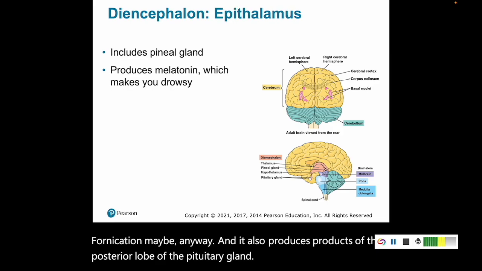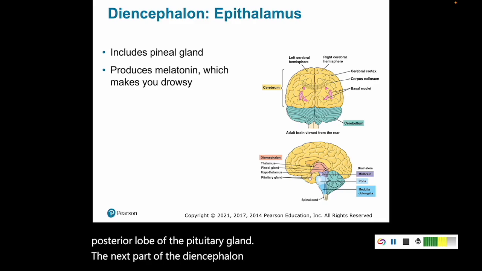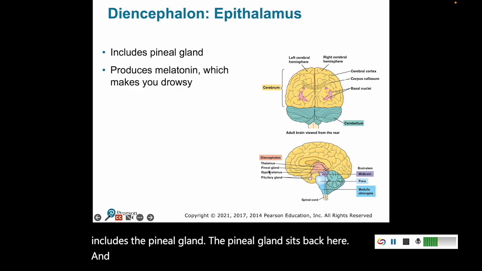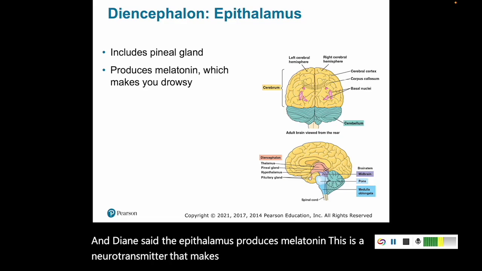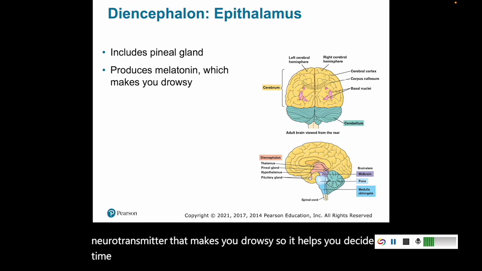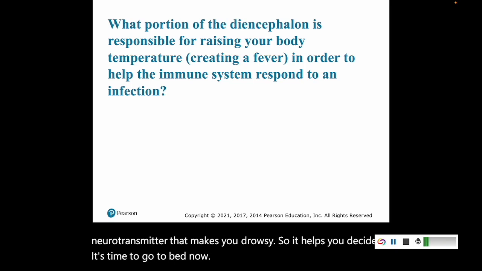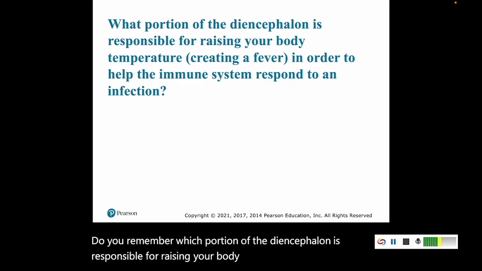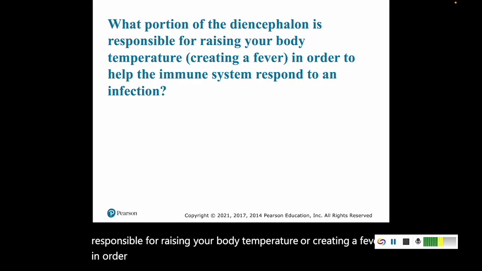The next part of the diencephalon is the epithalamus, and this includes the pineal gland. The pineal gland sits back here. And the epithalamus produces melatonin. This is a neurotransmitter that makes you drowsy, so it helps you decide it's time to go to bed now. Do you remember which portion of the diencephalon is responsible for raising your body temperature or creating a fever in order to help the immune system respond to an infection?